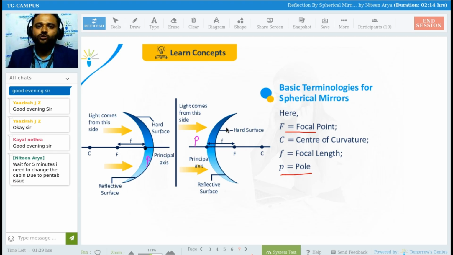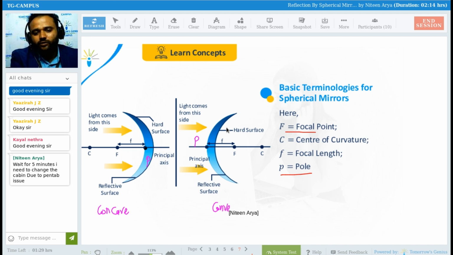And what is principal axis? A perpendicular line passes through the midpoint of a mirror, or focal length, or focus point, or center of curvature. That particular line is known as principal axis. Is this clear, everyone? So this is your reflecting surface. This is your concave mirror. This is your reflecting surface. That is your convex mirror.